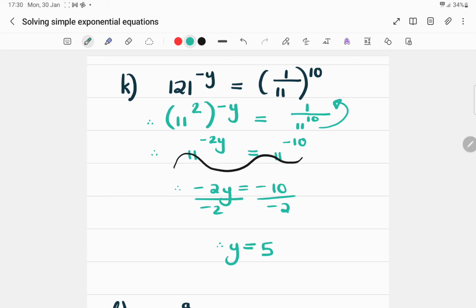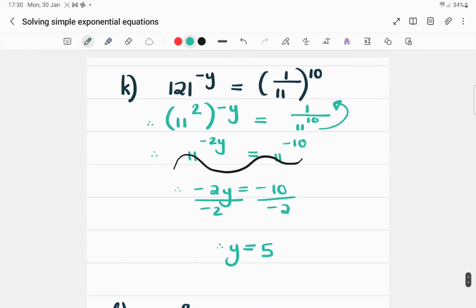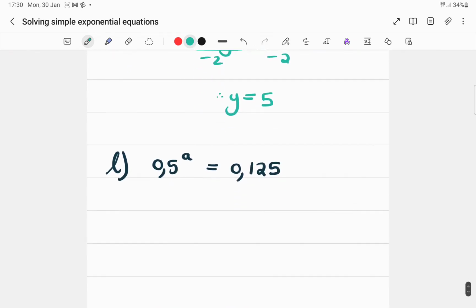You can go put it into your calculator. 121 to the power of negative 5 gives you one heck of a number. 3.855432894 times 10 to the power negative 11. And I'm just going to see if I get that the same on the other side. 1 divided by 11 all raised to the power 10 gives you exactly that same number, 3.855432894 times 10 to the power negative 11. As long as we get our left hand equal to the right hand.